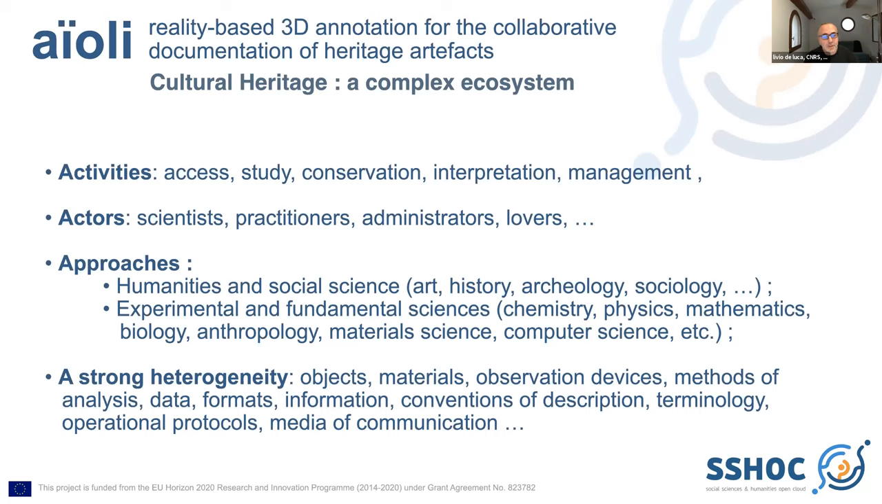And this introduces, for the study of the data produced by this community, the analysis of several approaches coming from the humanities and social science, but also from the experimental fundamental sciences, such as material science or computer science too. This complex ecosystem introduced a very strong heterogeneity. Cultural heritage concerns several objects, materials, observation devices, methods of analysis, and all these actors involved produce data formats and conventions of description very heterogeneous, which is also true for the terminology, the operational protocols, etc.